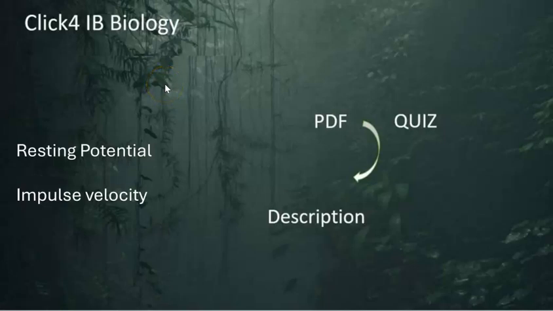This playlist concerns neural signaling, and here we're going to look at how the resting potential recorded within the axon of a nerve cell is established, and then we'll go on to look at a comparison of impulse velocities in different types of nerve.